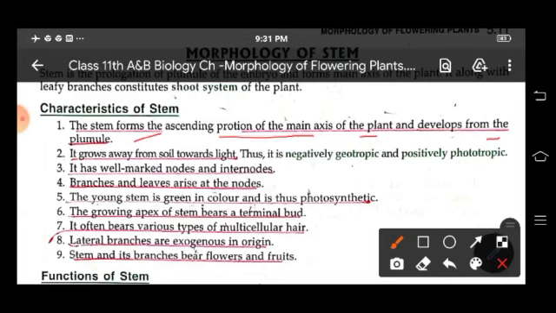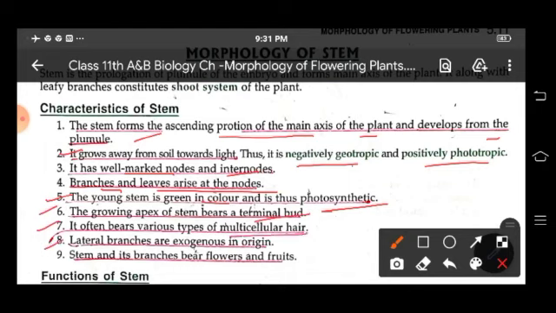It grows away from the soil towards the light. That is, it is negatively geotropic and positively phototropic. It has well-marked nodes and internodes. Branches and leaves arise at the nodes. Now the young stem is green in color and it also helps in the process of photosynthesis. The growing apex of the stem bears a terminal bud and it often bears multicellular hair.